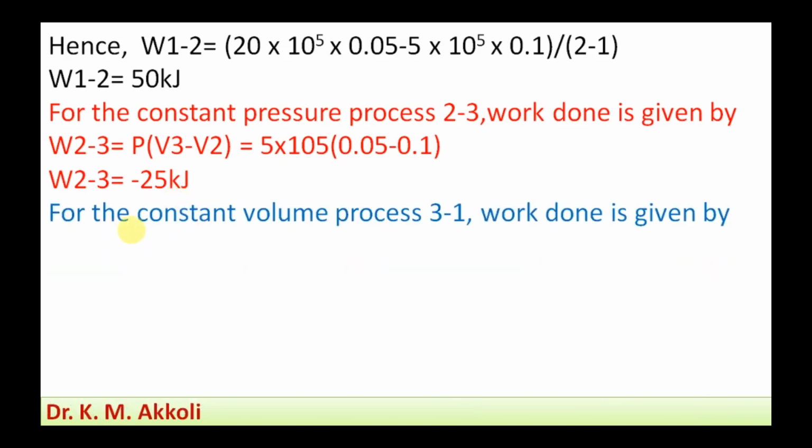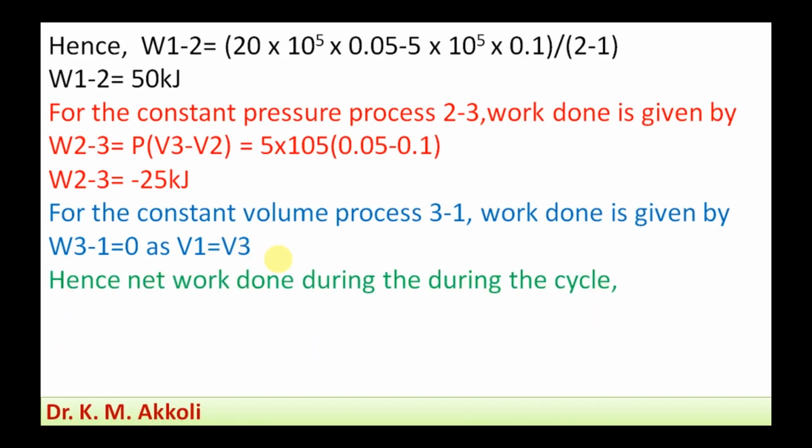Next, for the constant volume process 3 to 1, work done is given by, we always know that for the constant volume process the work done is 0, as V1 equal to V3, both the volumes remain the same. The piston is held firmly at that position while the heat addition takes place. Therefore, the work done equals 0 for the constant volume process.